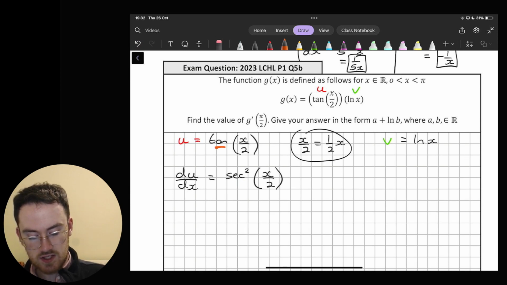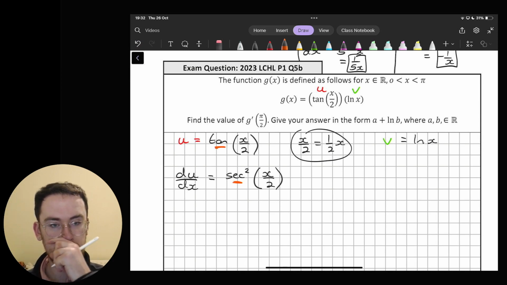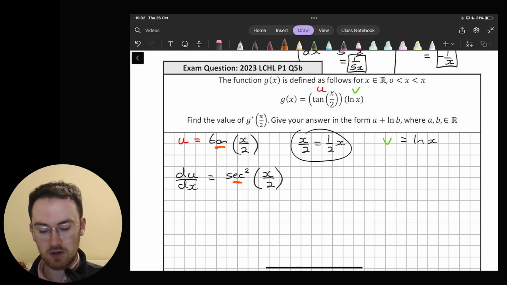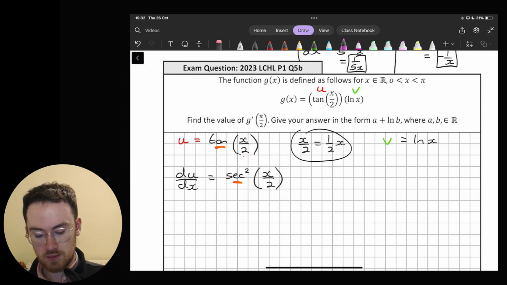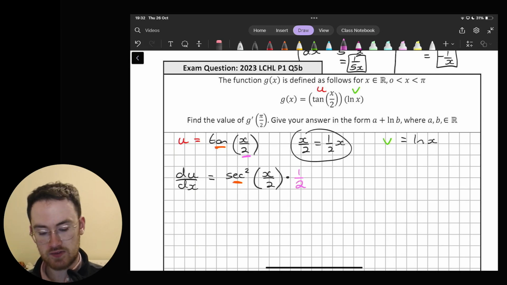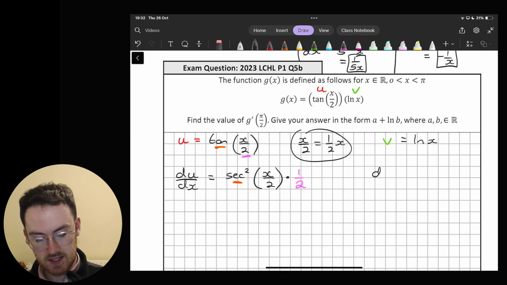So that's me differentiating the function part. So tan goes to sec squared, but I also have to differentiate my angle part, my x over 2. So I'm going to multiply by a half. dv dx then is just going to be 1 over x.